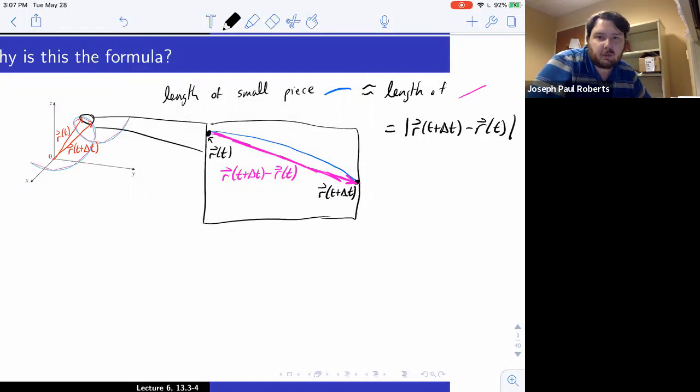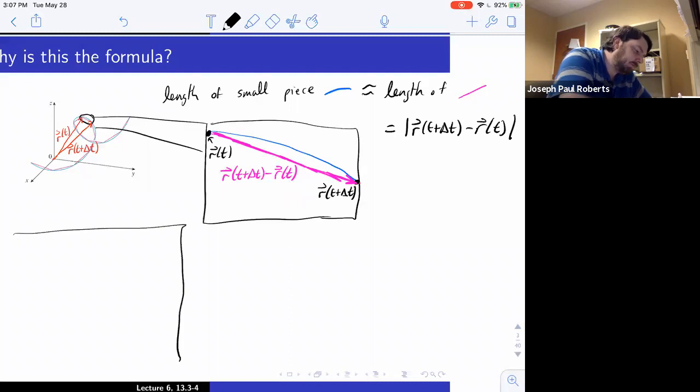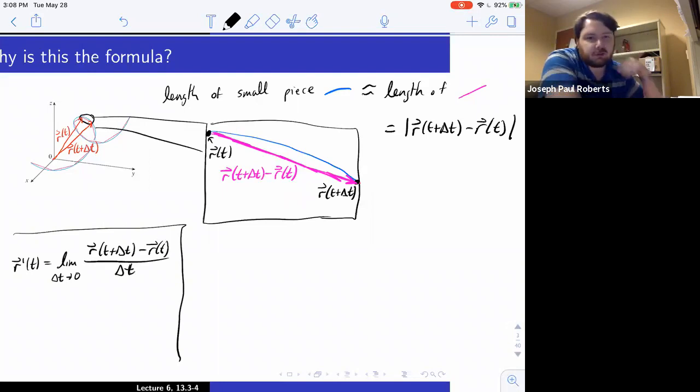And so now we could go back to yesterday. So yesterday we talked about the definition of r prime of t: the limit as, we called it h yesterday, but we could call it delta t today, of r of t plus delta t minus r of t, all over delta t. Remember Calc 1, the whole definition of derivative as the limit of a difference quotient as the change in the input goes to 0.